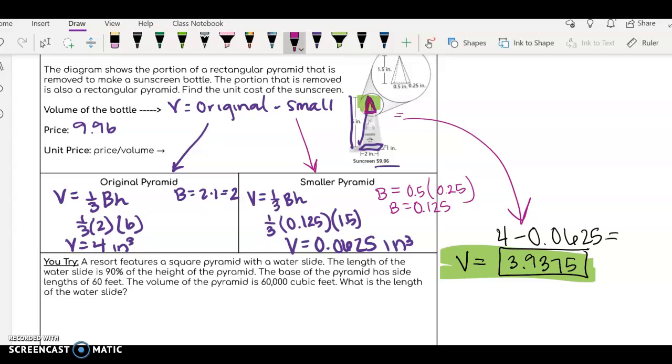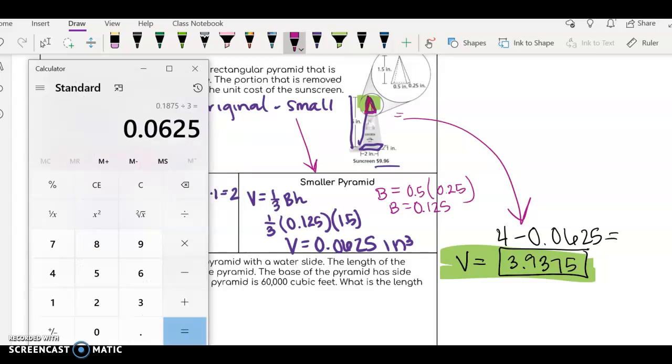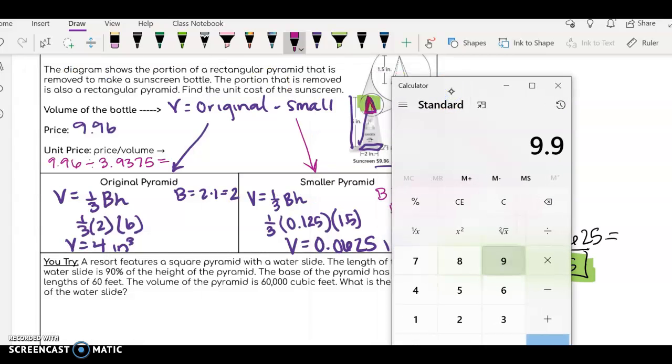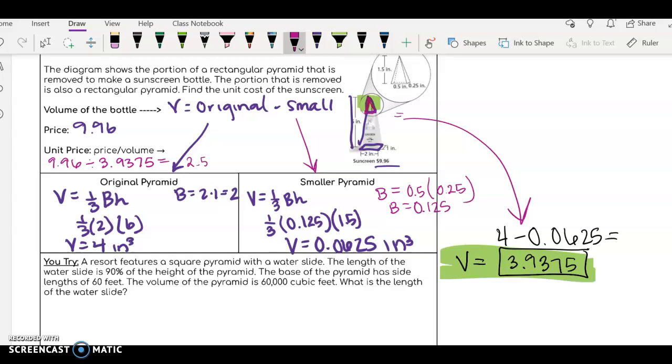So now we're going to take the price, which was $9.96, and we're going to divide that by the volume. So 3.9375, and this gives me, so move this over here, 9.96 divided by 3.9375, and that is 2.5 to 3, roughly, I rounded, but about $2.53 is our answer.